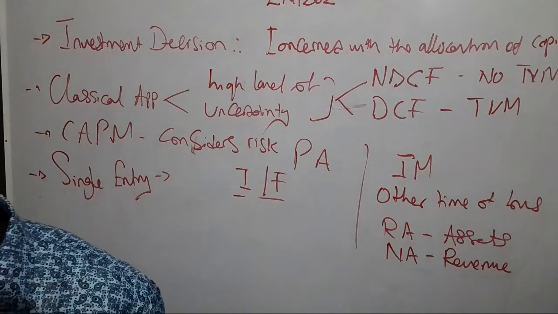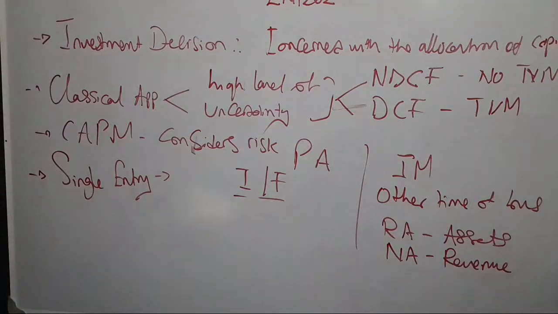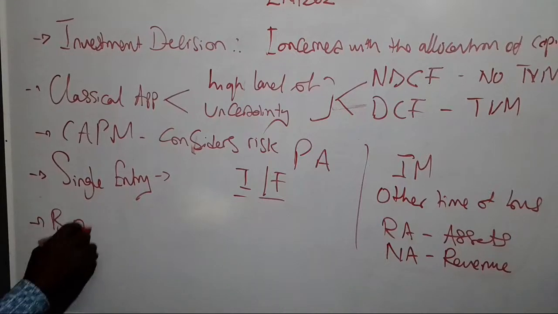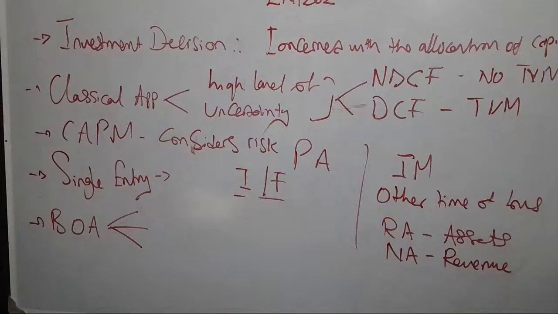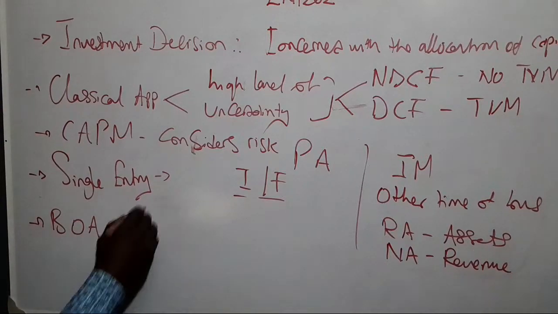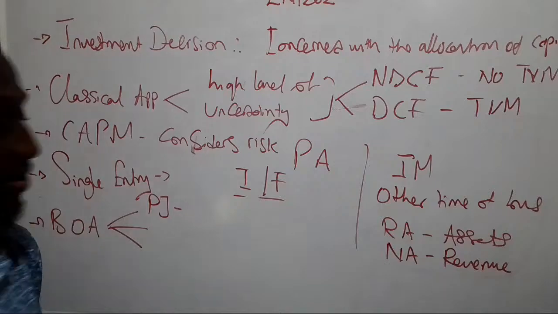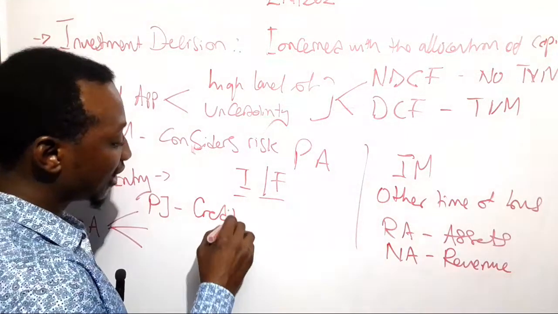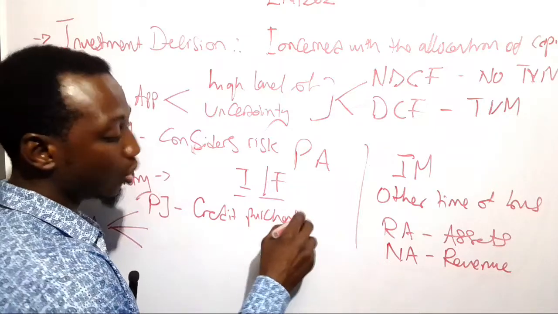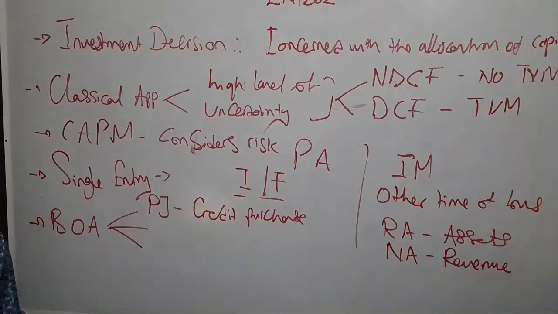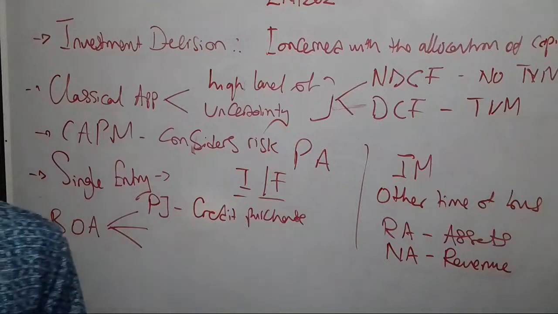So now, let's talk about the books of accounting. We're going to mention but a few. We have the purchase journal. When we say purchase journal, we are simply talking about books of accounting that are used to record credit purchases only.